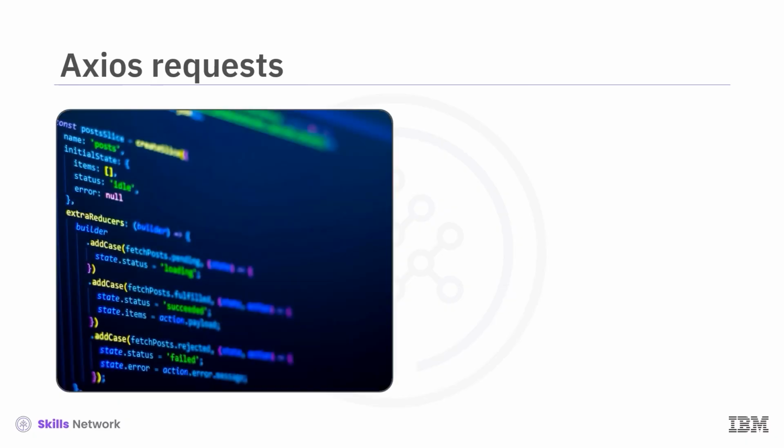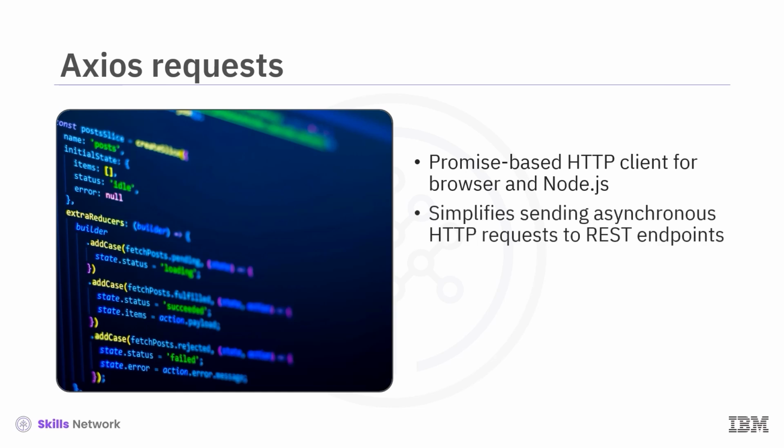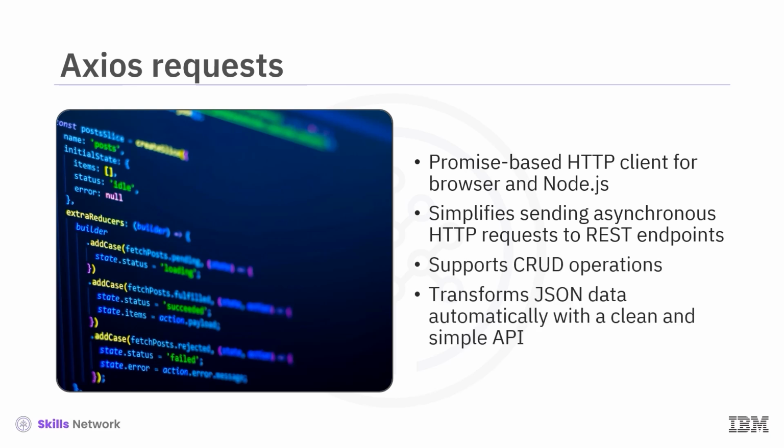Now, it's time to learn about Axios and how it is used. Axios is a promise-based HTTP client for the browser and Node.js. Axios makes it easy for you to send asynchronous HTTP requests to REST endpoints and perform CRUD operations. Axios automatically transforms JSON data and provides a clean and simple API.